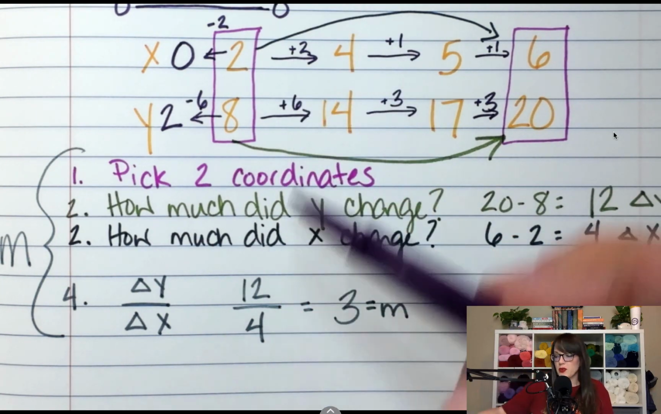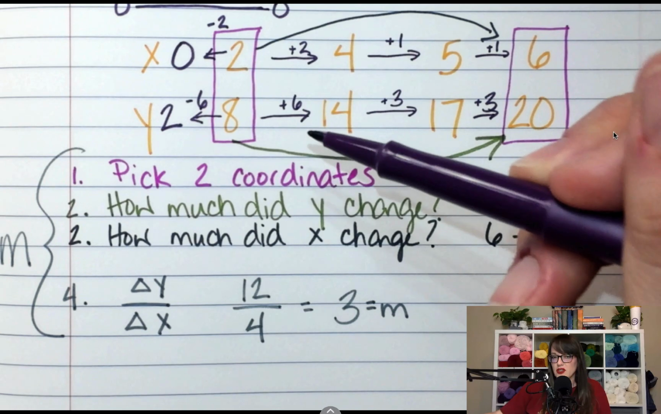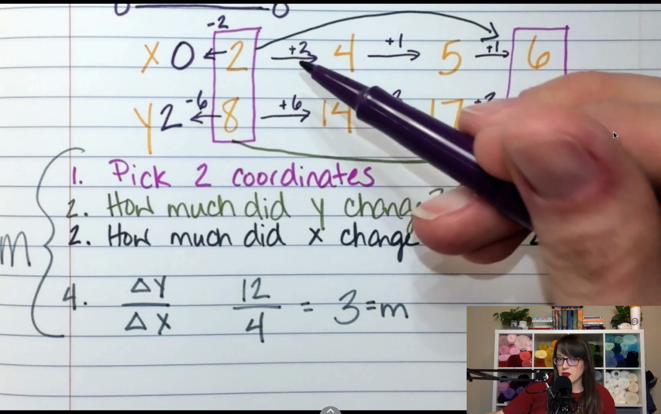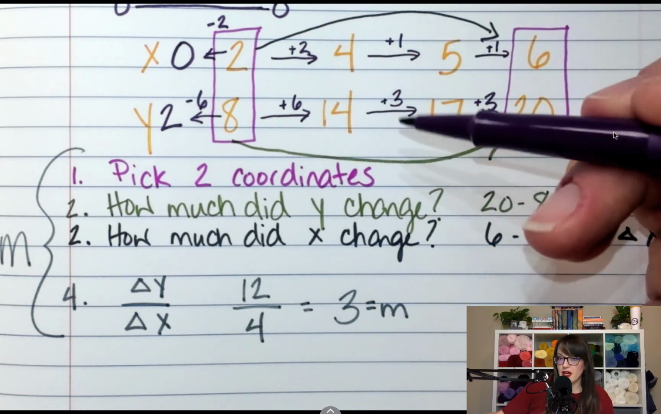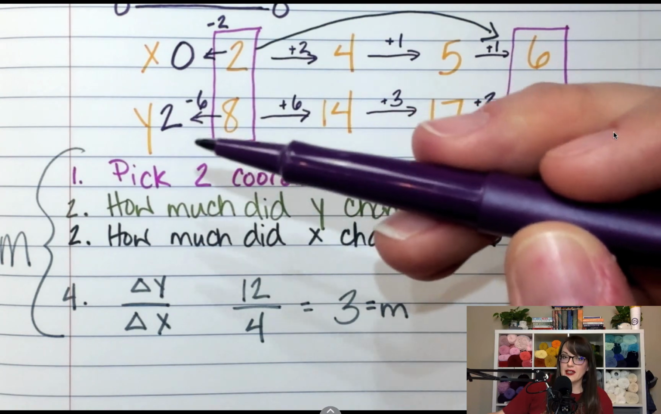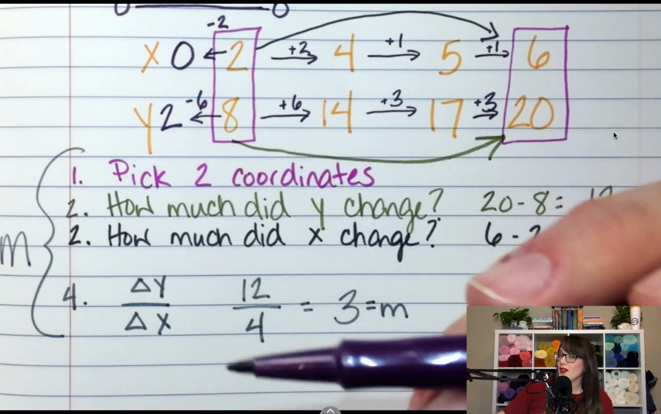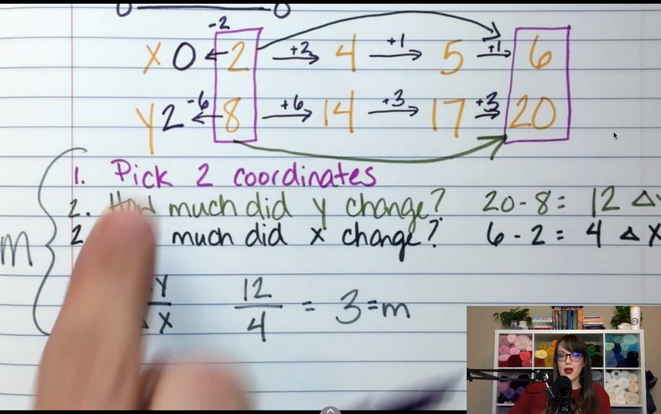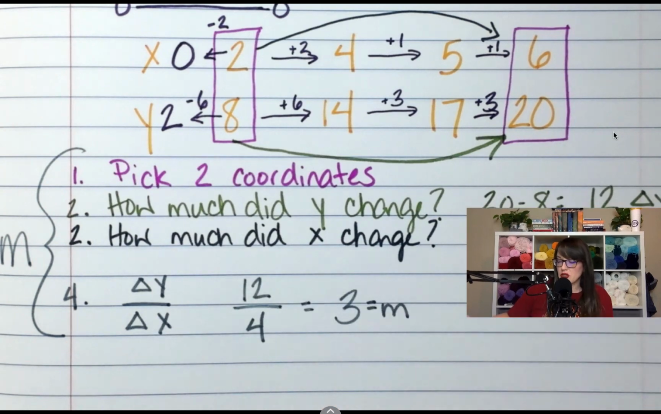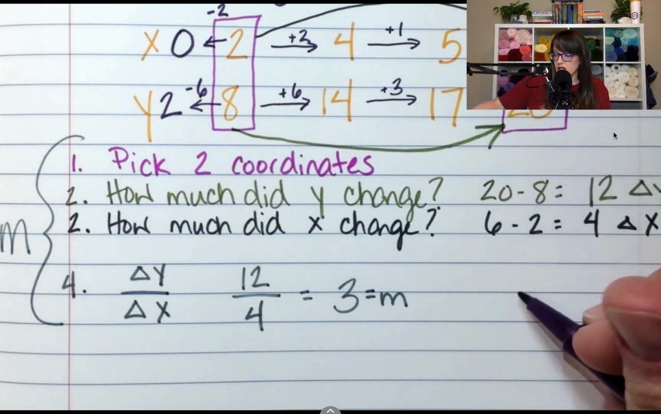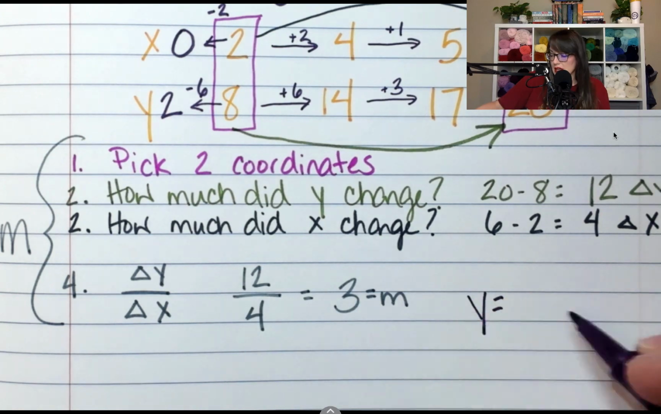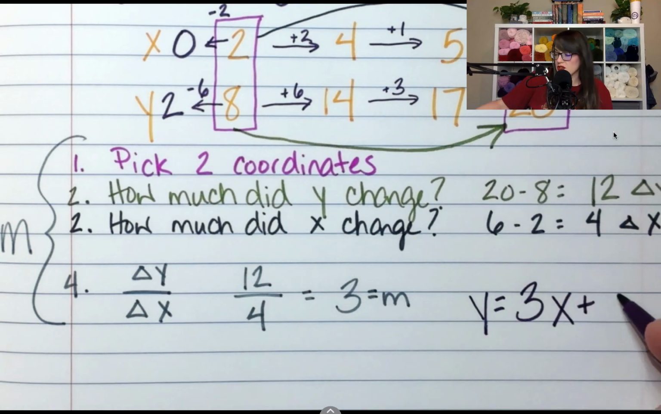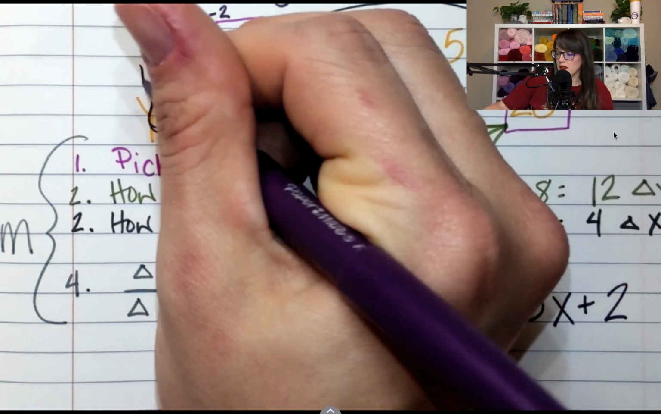So that pattern between the change in the x and the change in the y's has to be proportional. 6 divided by 2 is 3. 3 divided by 1 is 3. Negative 6 divided by negative 2 is 3. So that's where I get my slope of 3. And now I know that my y-intercept is 2. So when I write my equation, y equals m of 3 x plus b is 2. So this is going to be b.